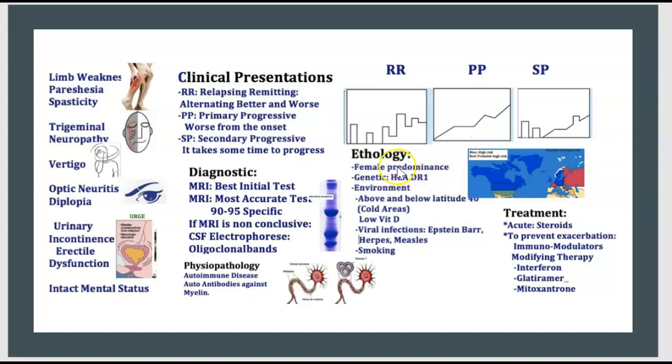Etiology: female predominance, genetic factor HLA-DR1, environment above and below latitude 40, because of cold and low vitamin D. Viral infection like Epstein-Barr, herpes, or measles. Smoking is also a risk factor.